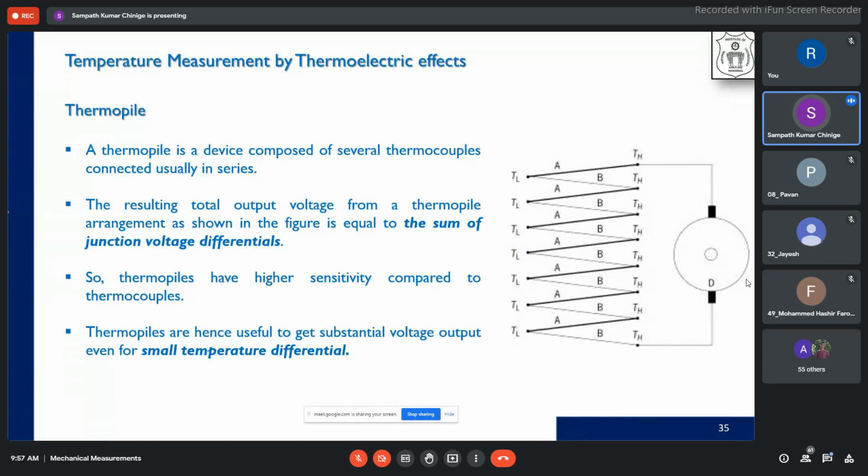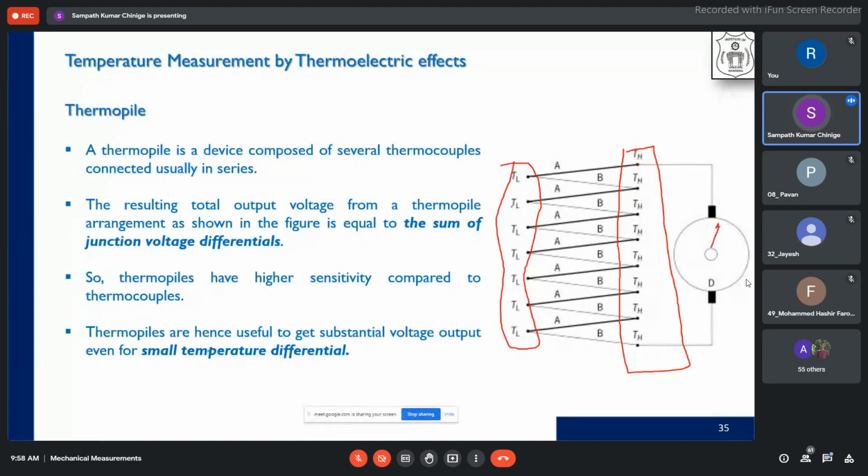That means for the same temperature difference, the hot junction temperature TH minus the cold junction temperature TL is the same. But what can we do? Wherever TH is there, that is the same temperature, and TL is at the same temperature. So this is the hot junction, for example, the surface temperature of it. This is in a cold bath. This is all connected to a voltmeter to find out the voltage.